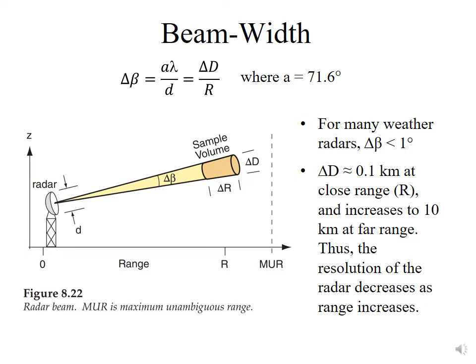And at close range, that area of that beam is pretty small. It's 0.1 kilometers, probably. And as the range increases, the beam will spread out, and you'll end up with much larger sample volumes that are being sampled as you move further away from the transmitter.